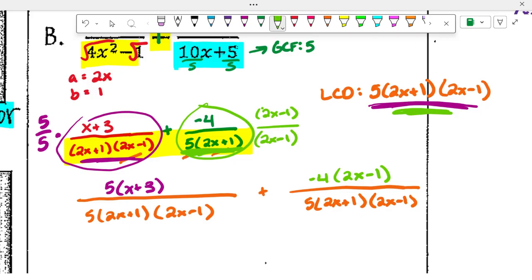Now we can do some simplifying, and this is a really easy simplification because what do I have to do for both numerators? I only have to do what?